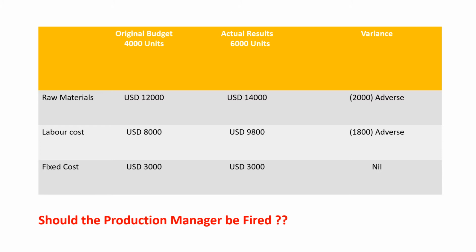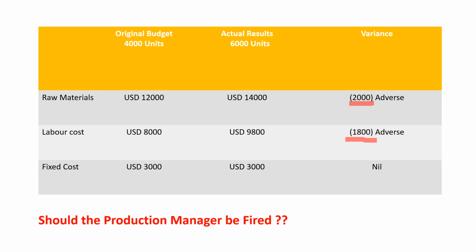Now, if you are the CEO of this company, you might think, well, the actual result, looking at raw materials, $14,000 is higher than the budgeted results at $12,000. So the difference between $14,000 and $12,000 gives you an adverse variance of $2,000. Looking at labor cost, at 4,000 units, labor cost was $8,000 and the actual results was $9,800. Again, the actual cost was higher than the budgeted cost by $1,800, which means this is an adverse variance.